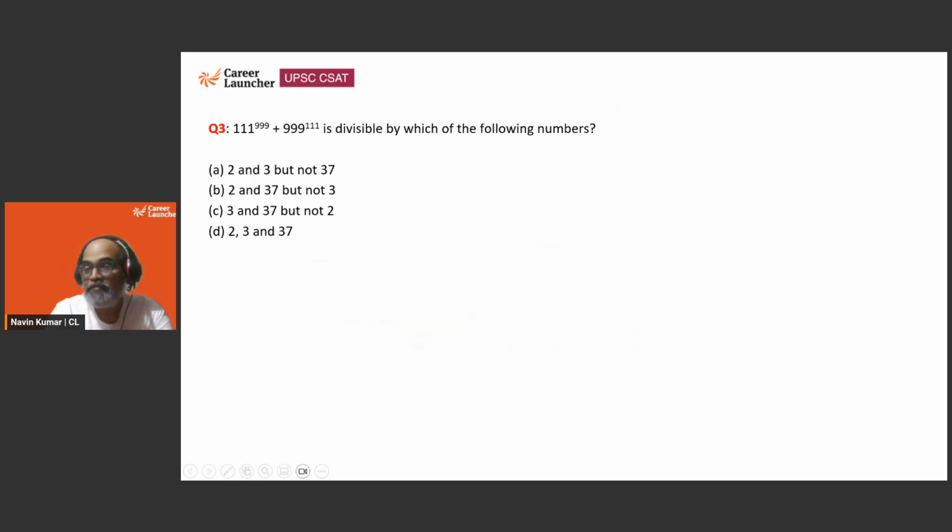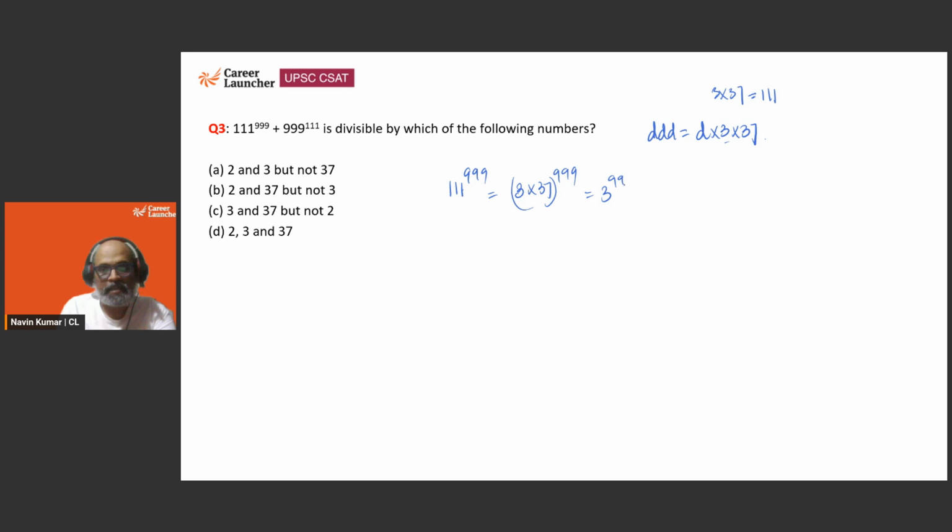Okay, next. 111 raised to 999 plus 999 raised to 111 is divisible by which of the following numbers? Basically, any digit written three times is that digit into 3 into 37, because 3 into 37 is nothing but 111. When you multiply 1 with any digit, it changes to that digit. So 111 to the power 999 is 3 into 37 to the power 999, which is 3 to the power 999 into 37 to the power 999.